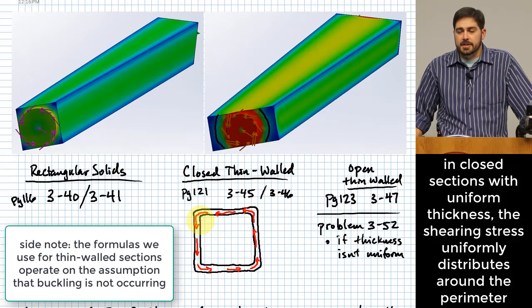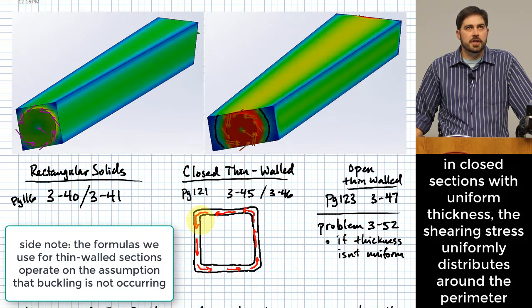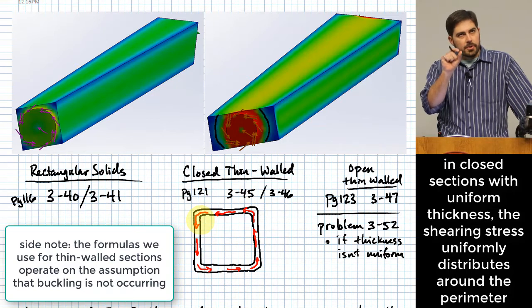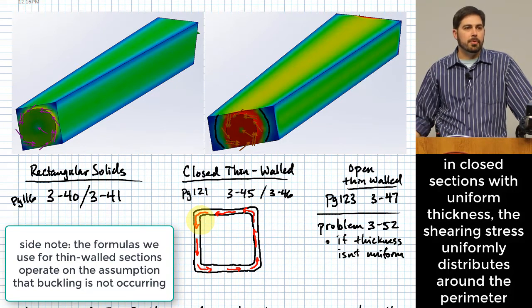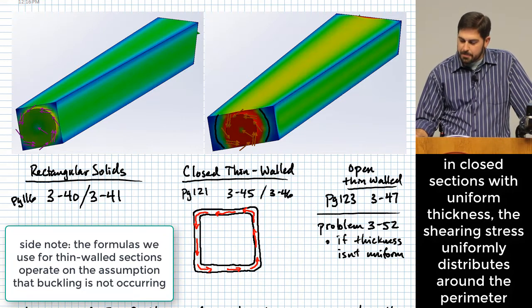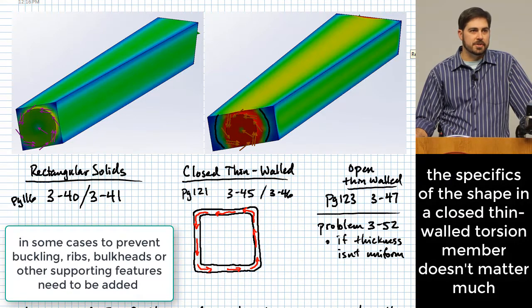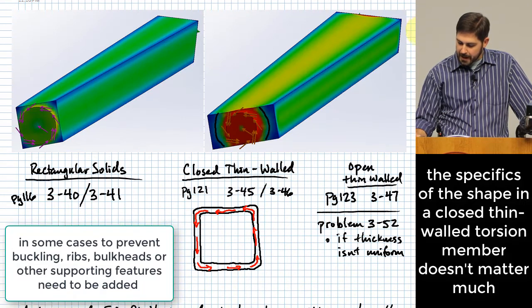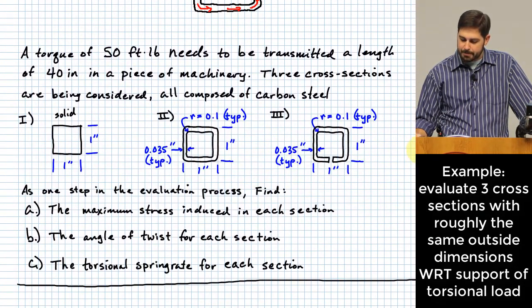But if you did have a difference in thickness, it would actually start changing how much shearing stress existed in the cross-section. But the idea here is that your shearing stress sort of evenly distributes around the perimeter of these closed thin-walled sections, and the actual shape doesn't matter very much. We don't necessarily care if it's a square or a circle or an oval or an ellipse. It behaves the same way, and we'll deal with some equations that help us get there. All right, that's about all the background material I wanted to talk about. Let's do a problem.